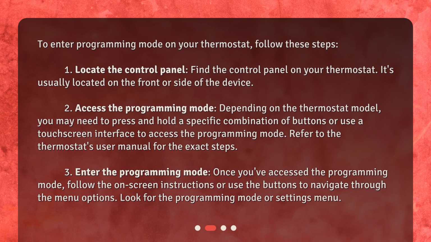3. Enter the programming mode. Once you've accessed the programming mode, follow the on-screen instructions or use the buttons to navigate through the menu options. Look for the programming mode or settings menu.